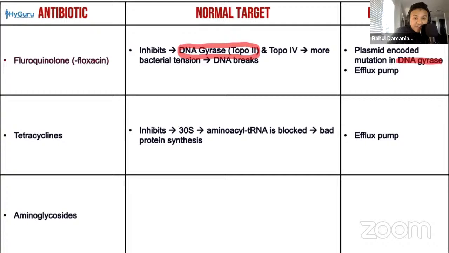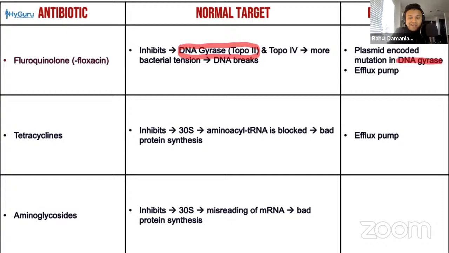Aminoglycosides, we said that by binding the 30S, they cause the misreading of mRNA. You get bad protein synthesis. And remember that bacteria can cause you to acetylate, phosphorylate, or adenylate aminoglycosides, and thus you get resistance.